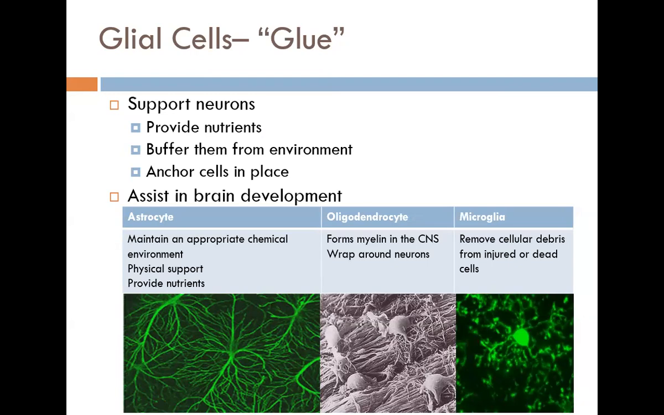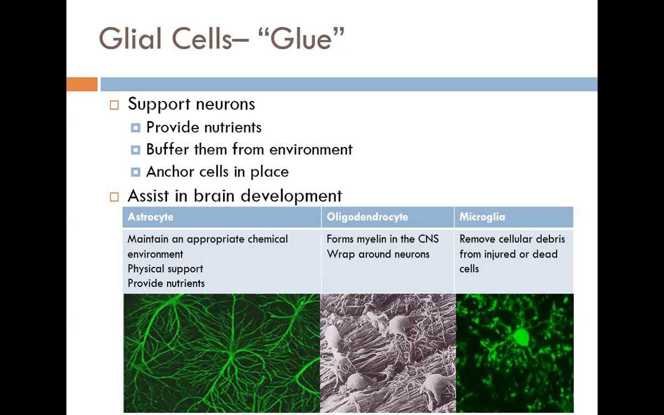It also helps to anchor the cells in place. You don't have cells floating around in your head. These help keep everything in a secure network. And it also helps assist in the development of the brain. So the three types that we're going to cover today are astrocytes, oligodendrocytes, and microglia.